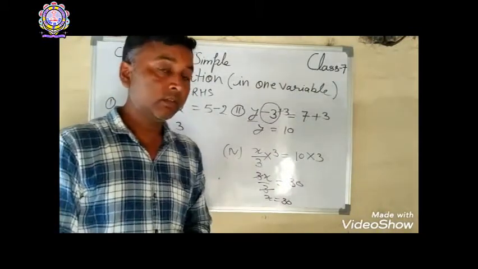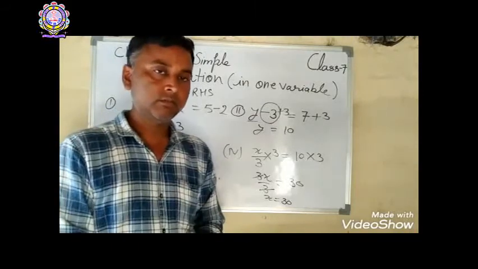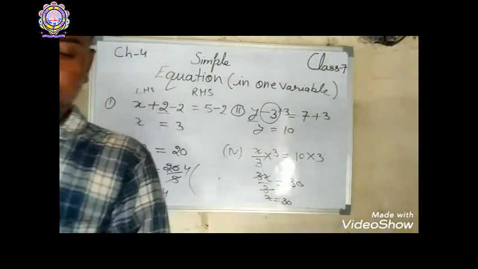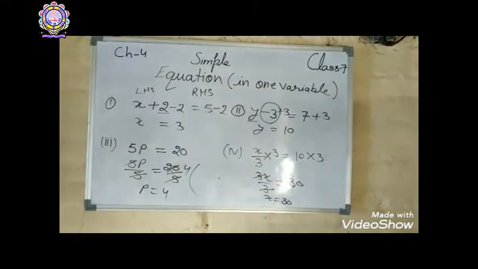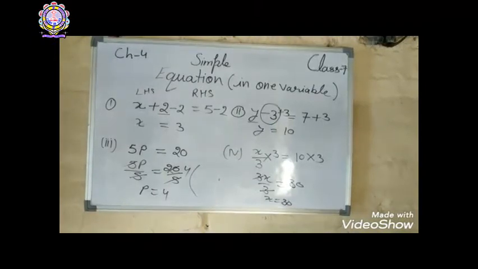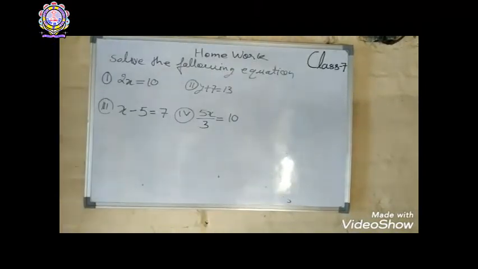So now you solve the questions. This is your homework. Solve the following equations and write properly how much you are adding on both sides, how much you are subtracting on both sides, and whether you are multiplying or dividing on both sides. Thank you.